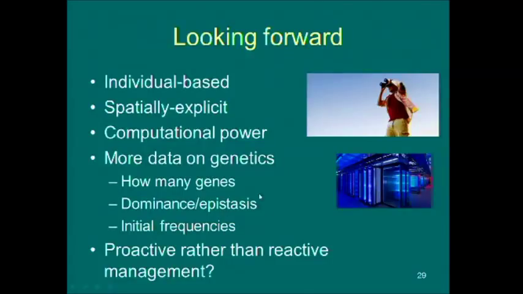So spatially explicit is important because space really matters in that same reason. The fact that we're getting increasing computational power means that it's not a limitation to have complex individual-based spatially explicit models, because you can run them on supercomputers and get results in reasonable time still.